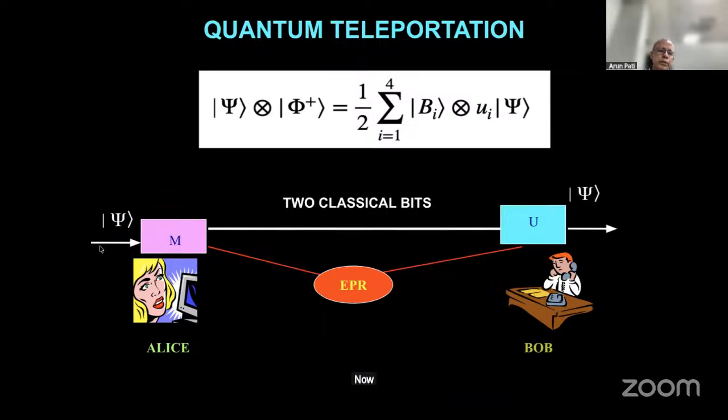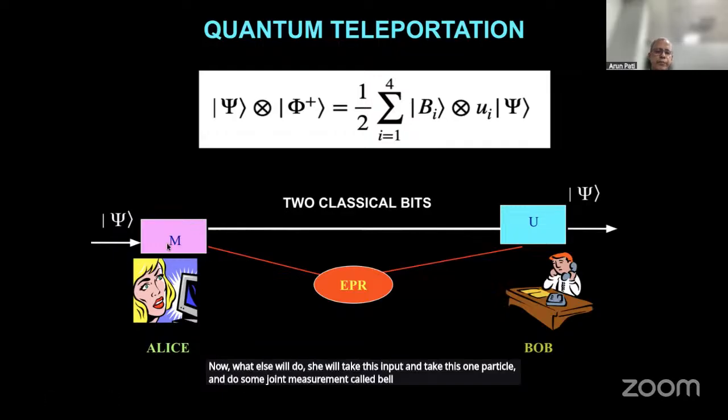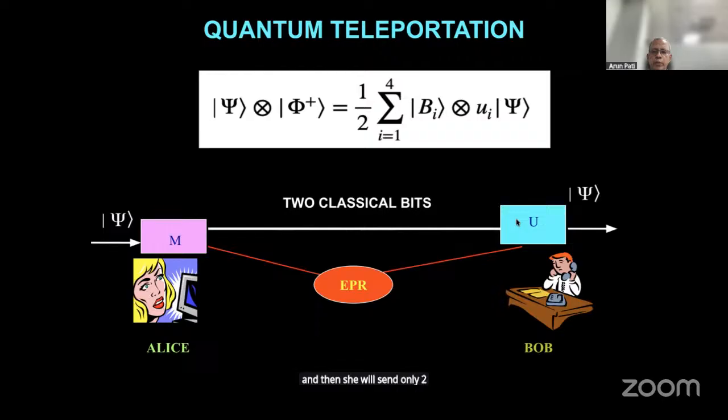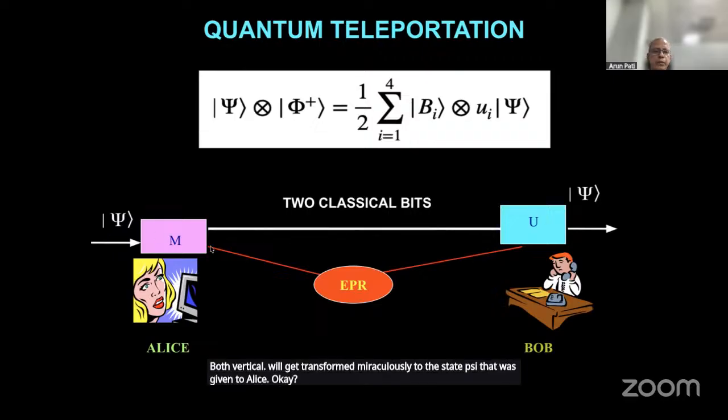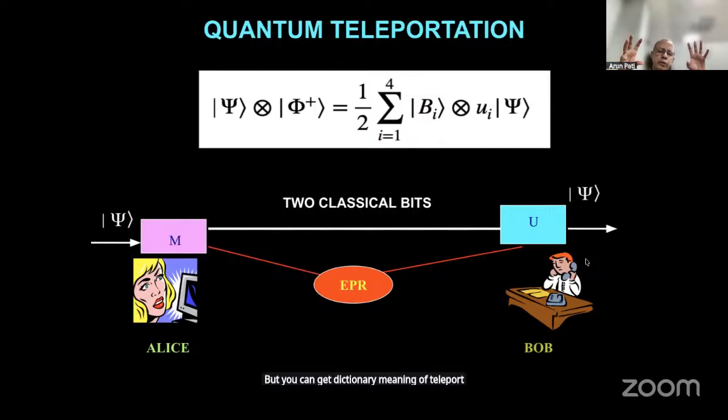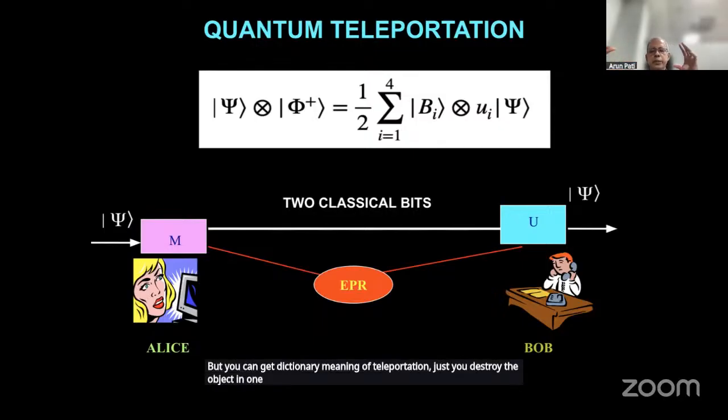Now what Alice will do is she will take this input and this one particle and do a joint measurement called a Bell measurement, and then she will send only 2 classical bits to Bob, and Bob will apply a local rotation like sigma x, sigma y, sigma z, and then the state of Bob's particle will get transformed miraculously to the state psi that was given to Alice. Okay, and this psi does not go through this channel, but somehow disappears from here and appears here. That is the exact dictionary meaning of teleportation. You destroy the object in one location and recreate the same object at a distant location.